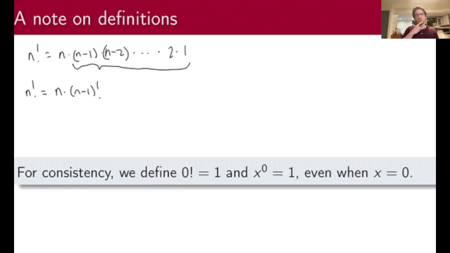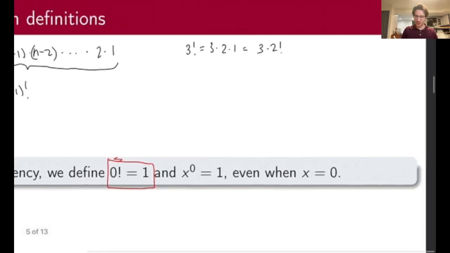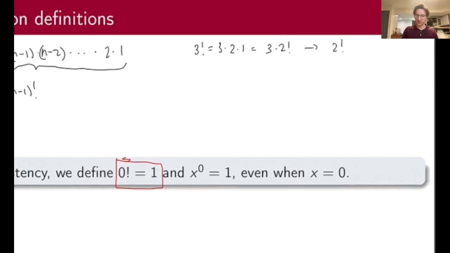And so some people fight this definition, 0 factorial equals 1, but let me show you why it makes sense. 3 factorial is 3 times 2 times 1, which is 3 times 2 factorial, right? And so that tells me that 2 factorial I can actually define in terms of 3 factorial. If I divide both sides by 3, I get 2 factorial is 3 factorial divided by 3.